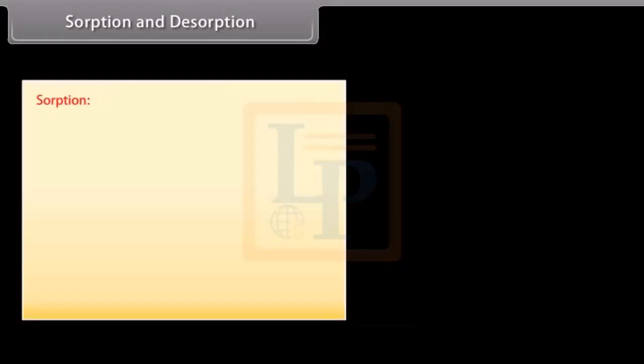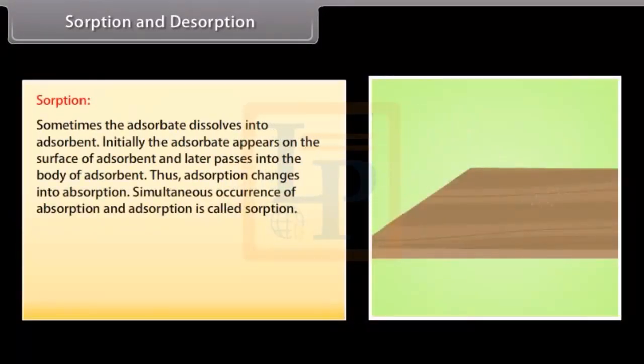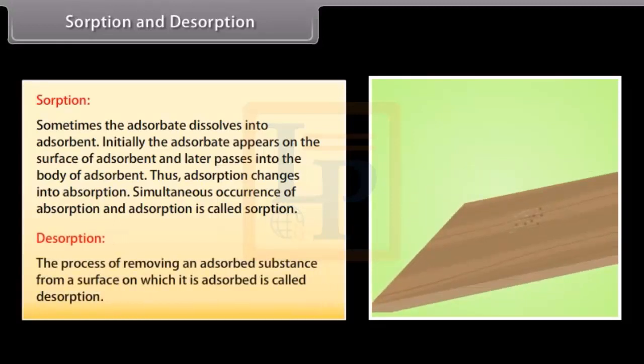Sorption and desorption. Sometimes the adsorbate dissolves into adsorbent. Initially, the adsorbate appears on the surface of adsorbent and later passes into the body of adsorbent. Thus, adsorption changes into absorption. Simultaneous occurrence of absorption and adsorption is called sorption. Desorption. The process of removing an adsorbed substance from a surface on which it is adsorbed is called desorption.